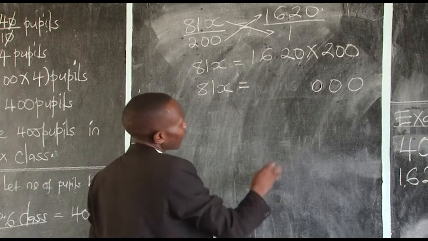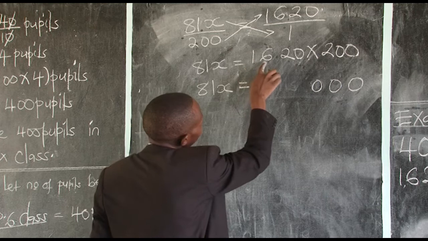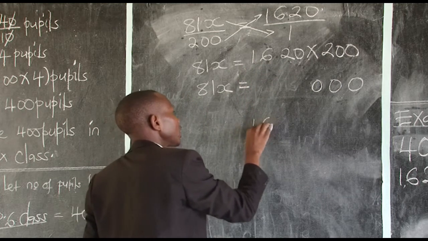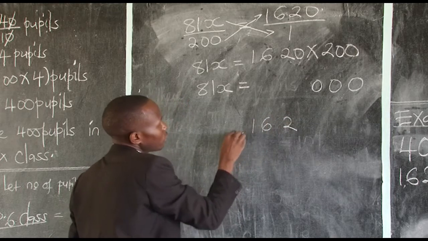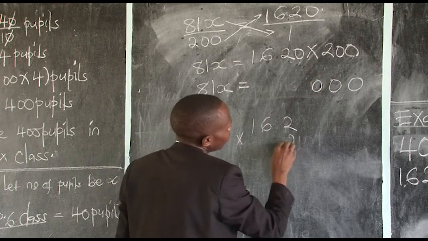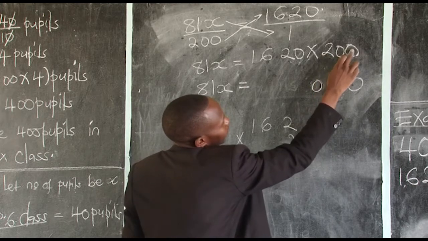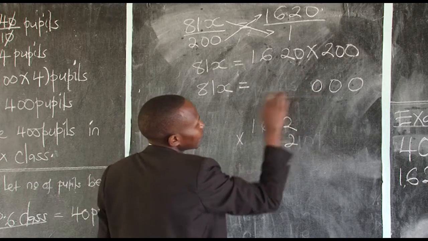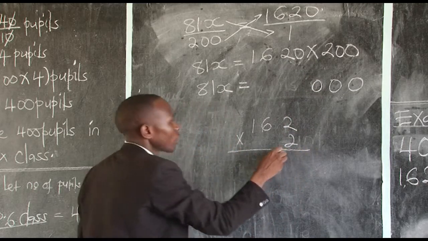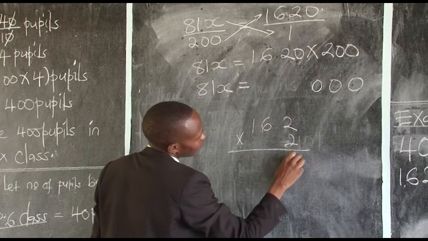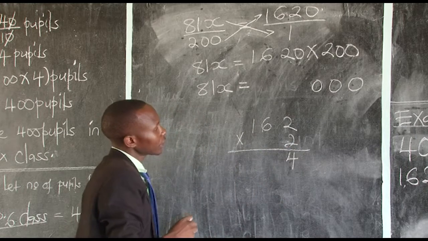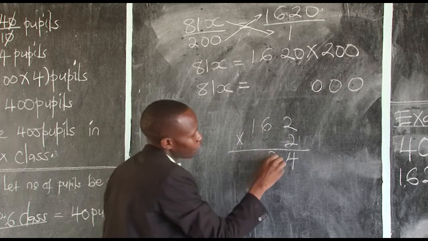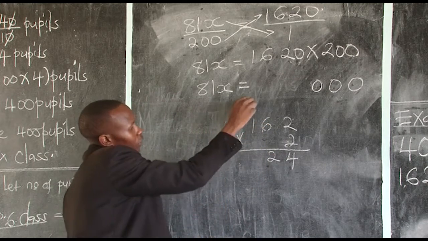So from there I'll remain with 162. Times, which number are we remaining with? 2. The two zeros here represent these two zeros. So let's multiply here. 2 times 2, it will give us 4. 2 times 6, it will give us 12. 12, we shall write 2, we will regroup 1.